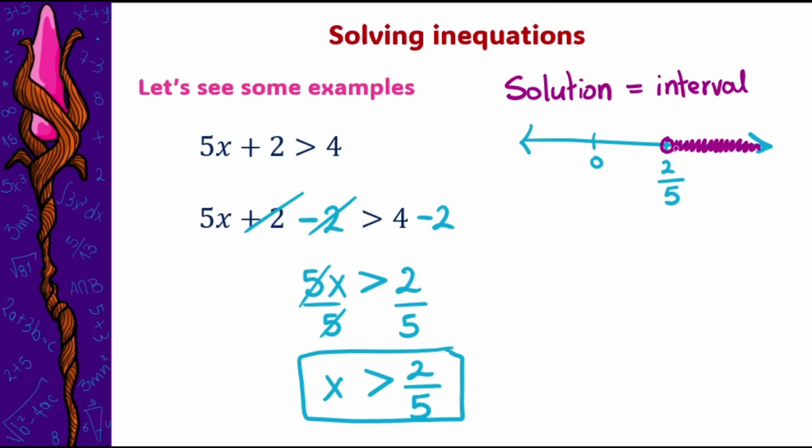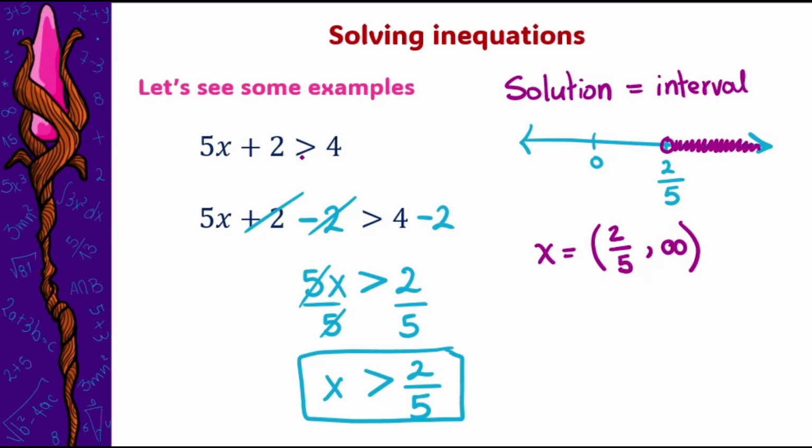An interval of numbers, all the numbers that belong to this line here. We can also write it in interval notation. So you could say x belongs to (2/5, infinity). This means that the solutions are all the x that come from 2/5, but without including 2/5, to infinity.